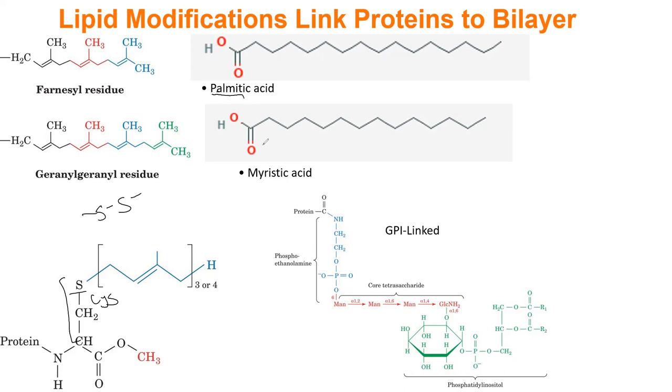You can also use a palmitic or myristic acid. Usually palmitic is used. Myristic is much rarer to be lipid-linked. Or you can add this giant lipid. This is called a GPI linked protein, where you have your protein here and you have your phosphatidylethanolamine. Again, this is another head group we talked about, where a phosphate is connected to an ethanolamine. And connected to that phosphate is a bunch of sugars.